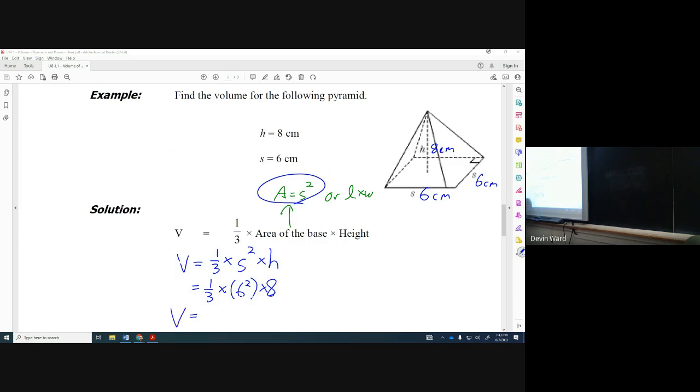Again, put this all into your calculator. You'll get 1/3 times 36 times 8, which should leave us with 96 centimeters cubed. Units are always cubed for volume. Don't forget that. We'll talk about surface area tomorrow, or sorry, Monday. Then we'll be using squared because it's only 2 dimensions.